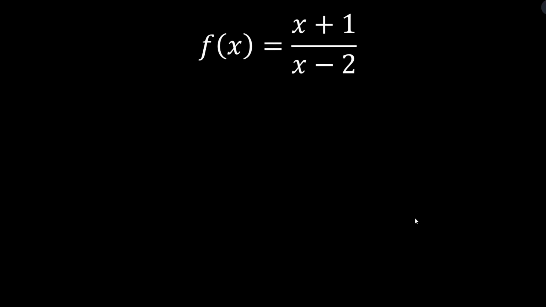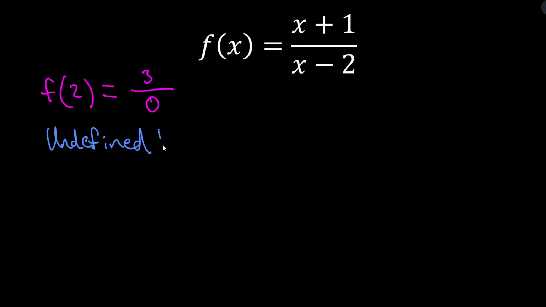What are examples of functions where I can plug a number in and I won't get a real number out? And this is one of them. What happens when I plug 2 into this function? F of 2. In the numerator, I get 2 plus 1, that's 3. In the denominator, I get 2 minus 2, that's 0. A fraction we can think of as representing division. This is 3 divided by 0, right? So this is undefined. We can't divide by 0.